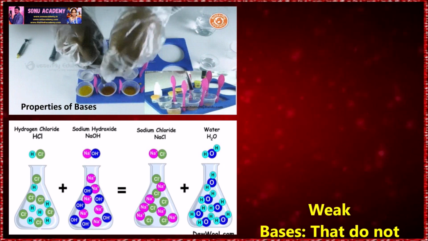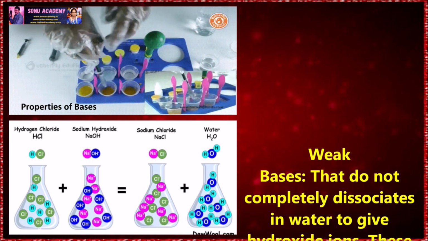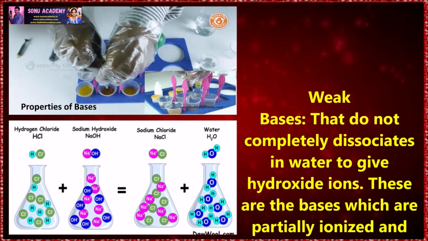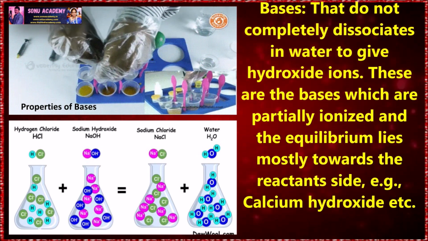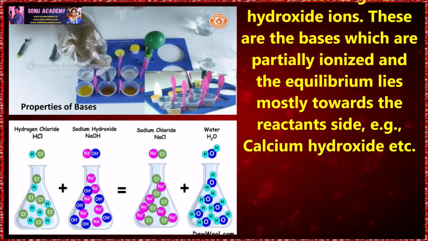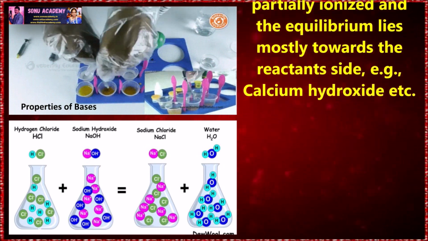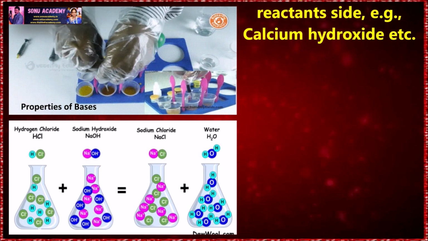Weak bases. They do not completely dissociate in water to give hydroxide ions. As we already discussed, these are the bases which are partially ionized and the equilibrium lies mostly towards the reactant side. Example, calcium hydroxide.